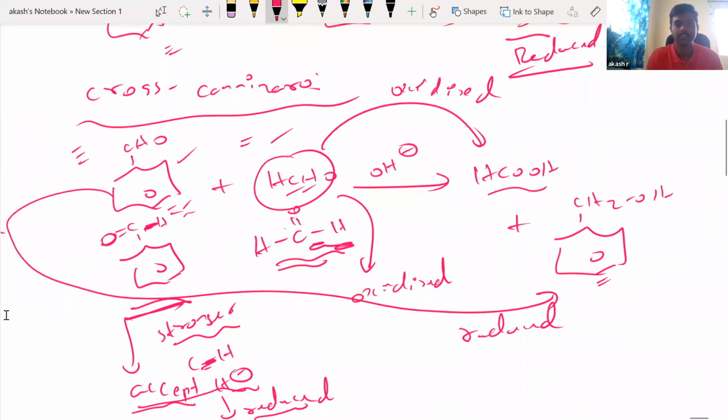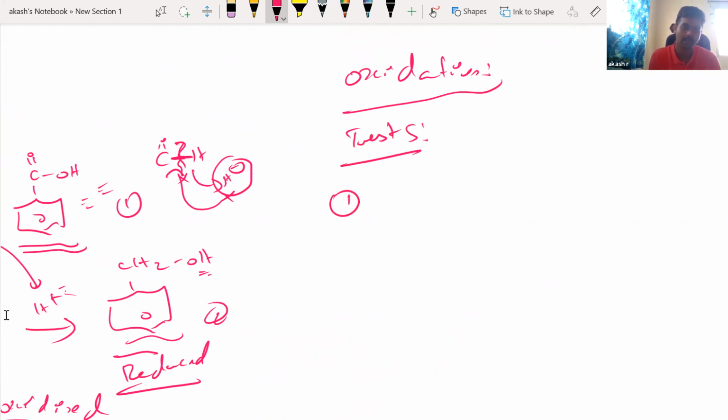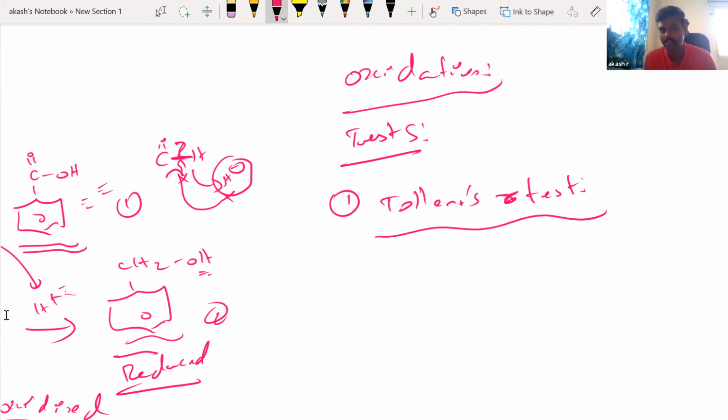So the next thing is I forgot certain reactions in oxidation. Normal oxidation we saw, right? Normally, when I have an aldehyde, it will get converted into the corresponding acid, that we saw already. Now in this we can have certain tests. Under this, the first one is what is called the Tollens test.